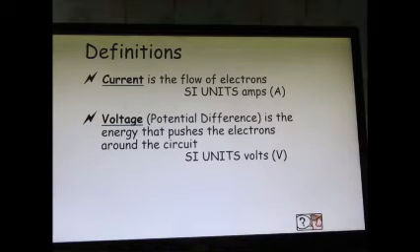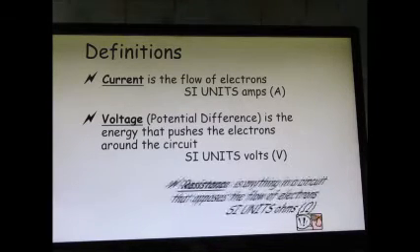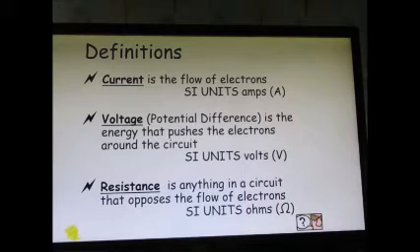And then what we're going to concentrate on in this video is resistance. If you resist something, it means that you're trying to prevent it from happening. So resistance in a circuit is something that will try and prevent the current from flowing, and we measure that in a unit called ohms, and it's got this funny little symbol here.